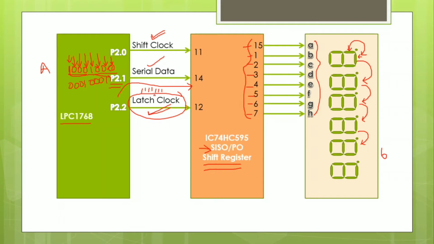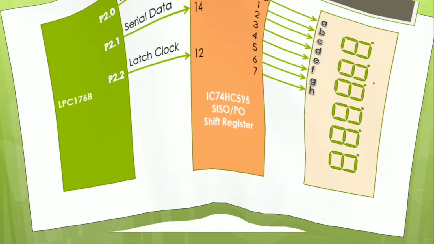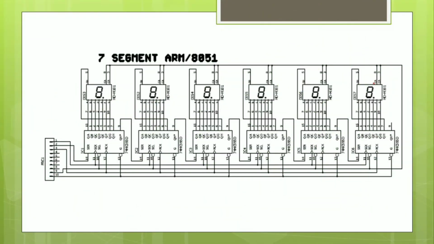Why do you use this latch clock? Once you have displayed A here, I want to display the next A here. So to change the segment, I'll be using this latch clock. Okay, so understood about this? Hope it's clear. Okay, coming to the next one, 7 segment.